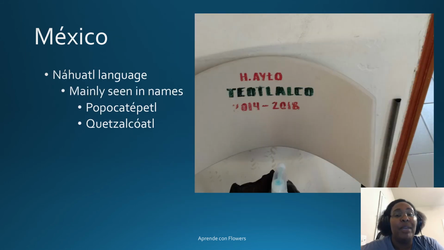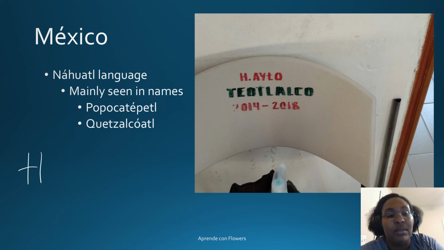Some words that may be difficult to pronounce or write are sometimes the words that come from the Mayan language or the Nahuatl language, which have been adopted into the Spanish language. One set of words that gives me the most trouble are words that have TL together. So there is a possum, which is tlacuache.